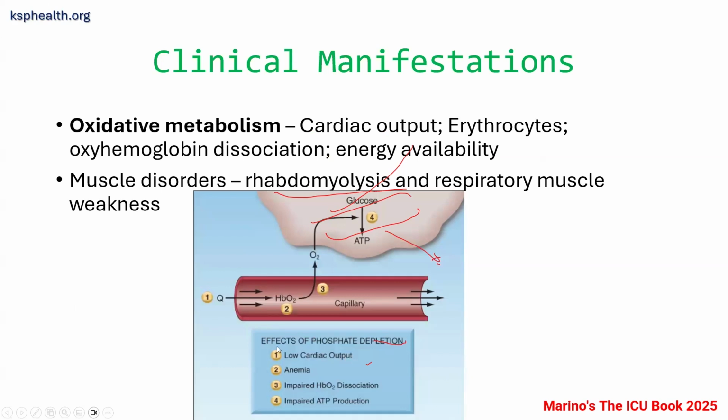It affects oxidative metabolism. As a result, it can cause low cardiac output. It can cause anemia, impaired hemoglobin dissociation, and impaired ATP production. As a muscle disorder, it can cause rhabdomyolysis and respiratory muscle weakness. Hypophosphatemia is usually asymptomatic. I'm going to talk about that.